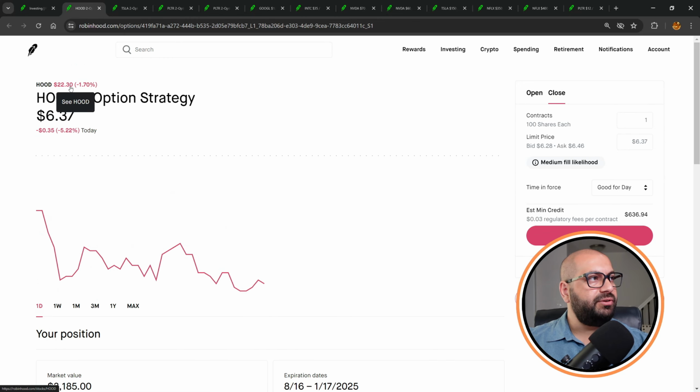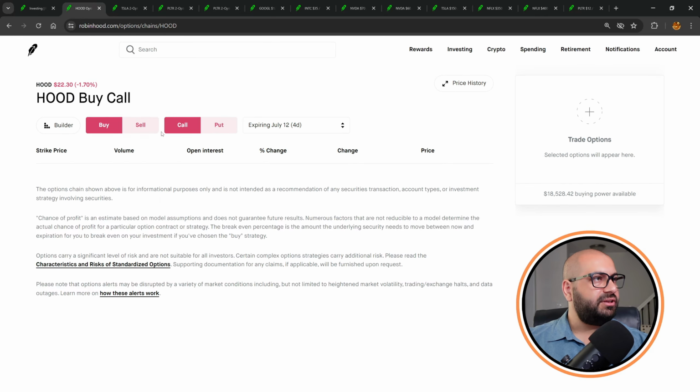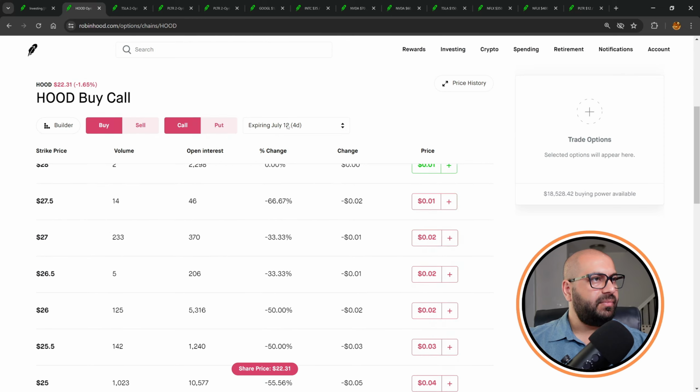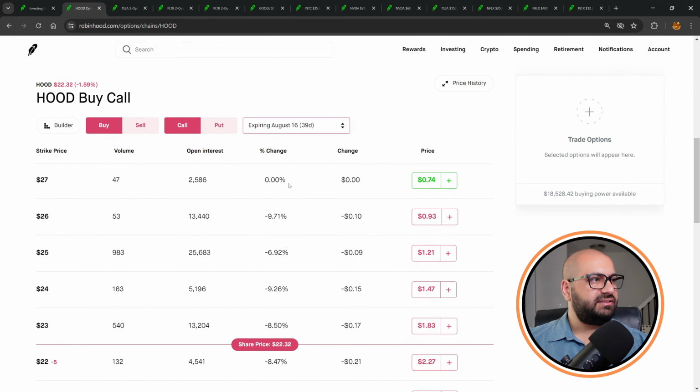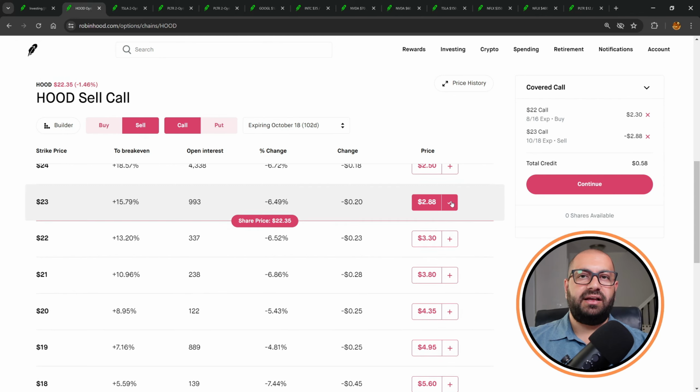Since right now Robinhood is at 22.3, which is right at the short leg, if the price continues within this range, it will be easy to roll the $22 into a further date and collect more credit. For example, if we went to the trade option, changed it to August 16, and said, we want to buy to close the $22 and sell, for example, the $23.